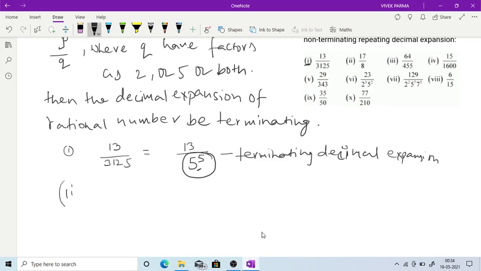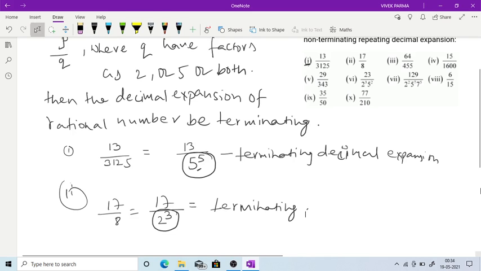For question number 2, we have 17 upon 8, right? Here this 8 can be written as 2 to the power 3. Here also only 2 is present, right? It means the decimal expansion will be terminating, right? If we have any numbers other than 2 or 5 or both, then the decimal expansion will be non-terminating repeating, right?